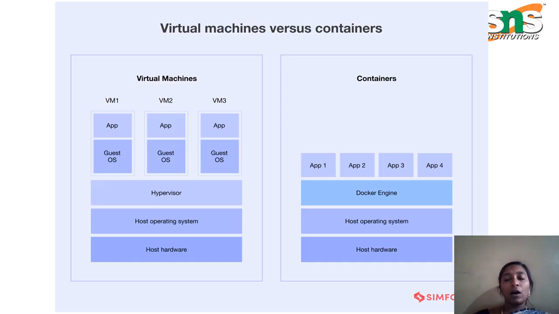These are the architectures of virtual machines and containers. For virtual machines, we have host hardware, host operating system, and hypervisor, and we can create multiple VMs. For containerization, we have host hardware, host operating system, and a Docker engine. This is the container engine that needs to be provided, such as Docker engine or Kubernetes engine. We can maintain multiple kinds of applications in the software.